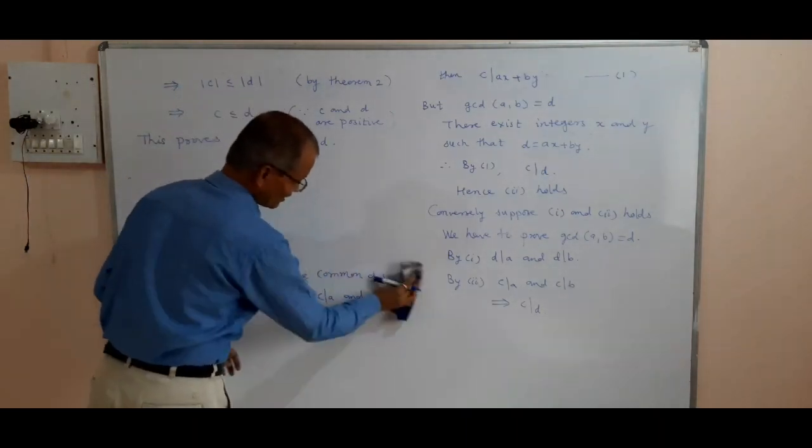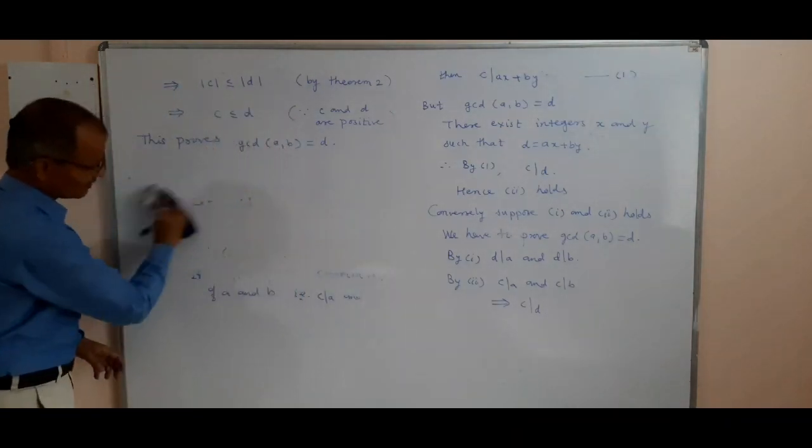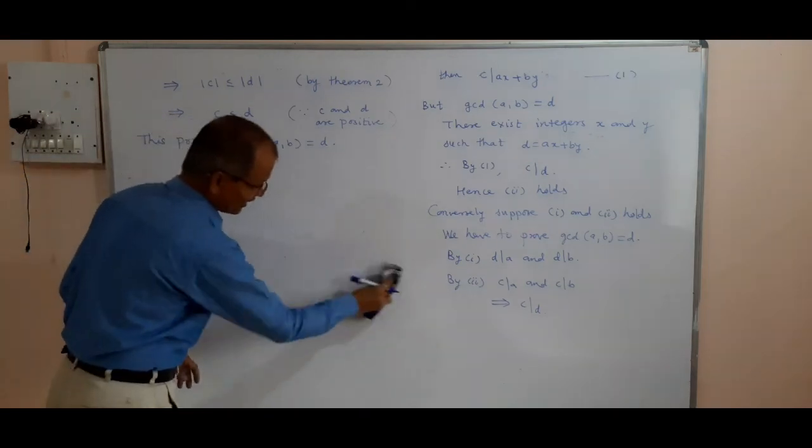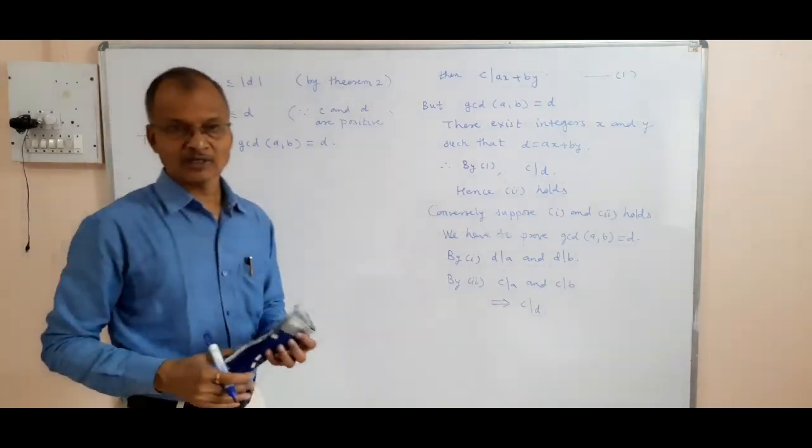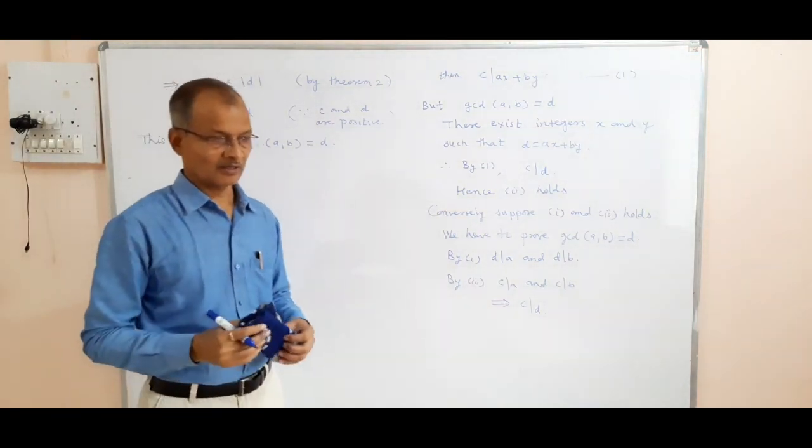So these are some theorems on relatively prime integers and the greatest common divisor. So next time we shall consider problems from the exercise.